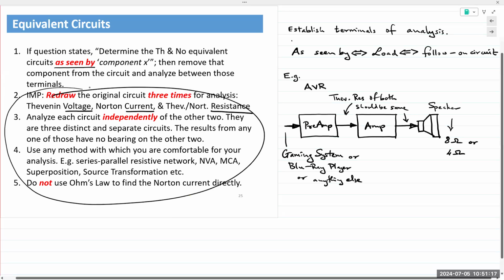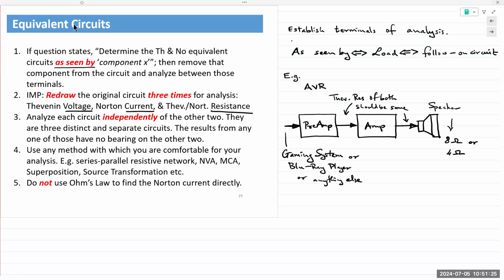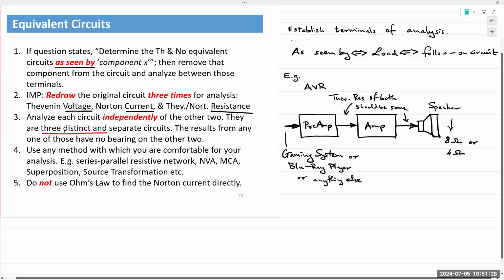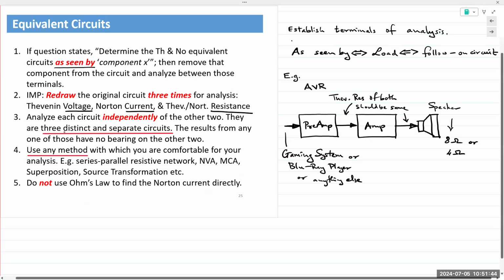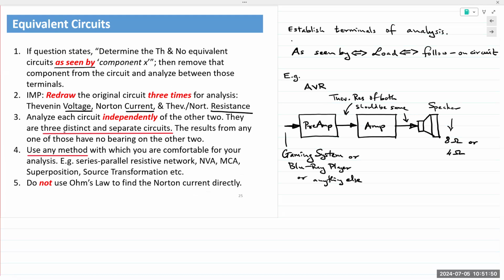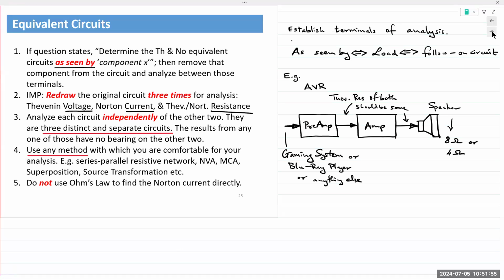Again, this is a very important point. You have to redraw the original circuit 3 times, once for voltage, once for current, once for resistance. All three circuits are different. They have no bearing whatsoever on the other two. And then, of course, you can use any technique, any method you want. Okay. Are we ready for an example?